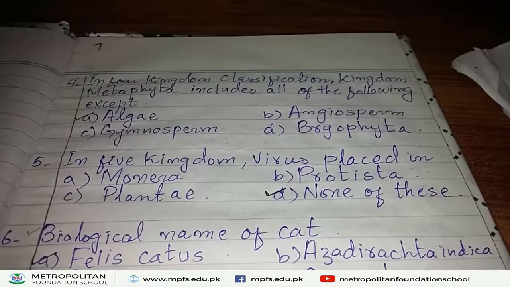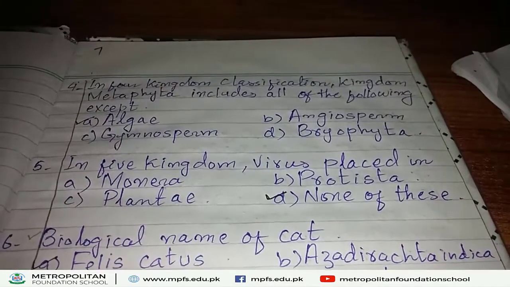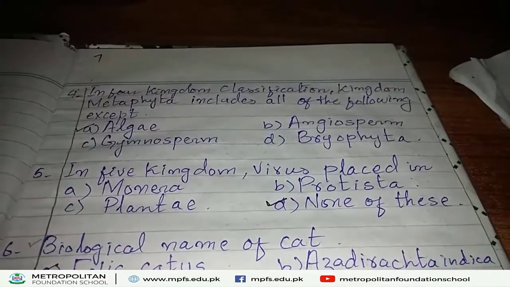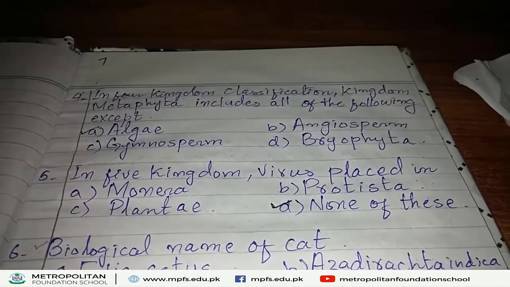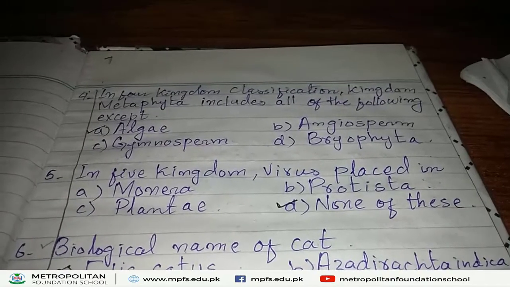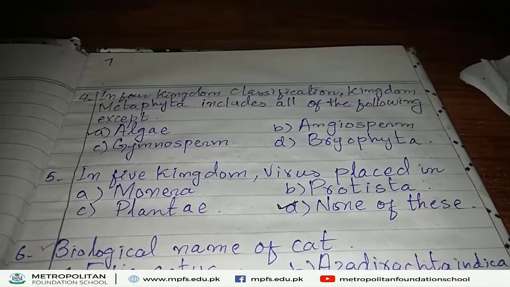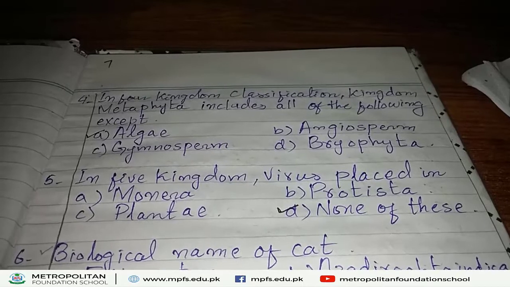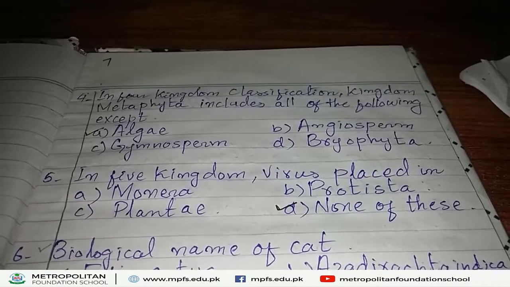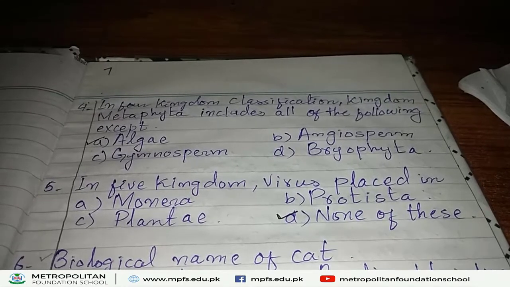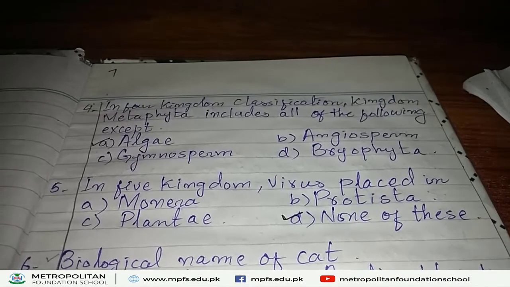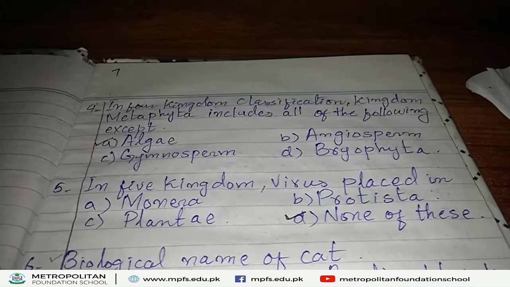Now move next. In 5 kingdom classification, virus is placed in A, kingdom Monera, B, Protista, C, kingdom Plantae and D, none of these. So students, in 5 kingdom classification, viruses are not placed in any kingdom. So the correct option is option D, none of these.